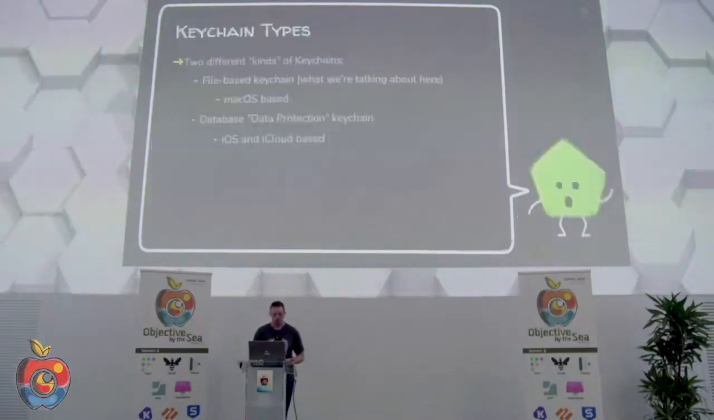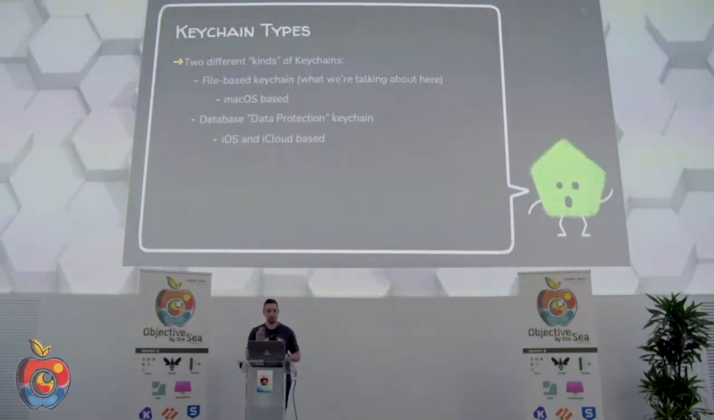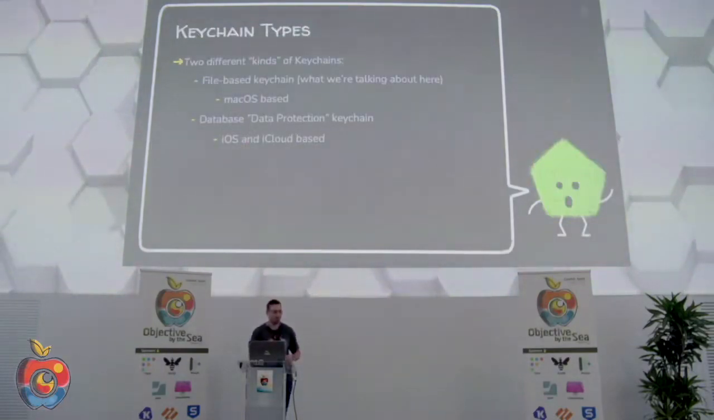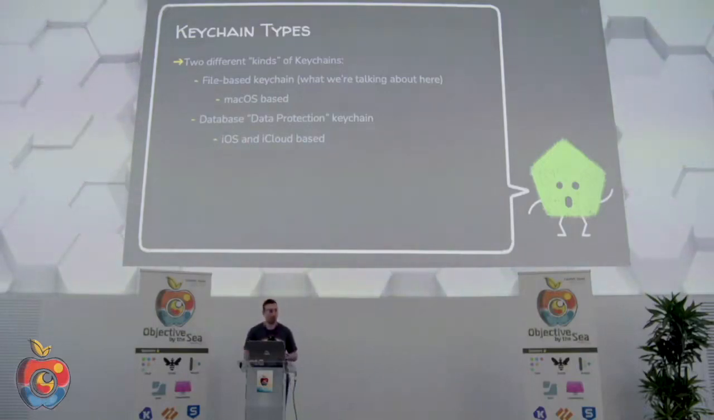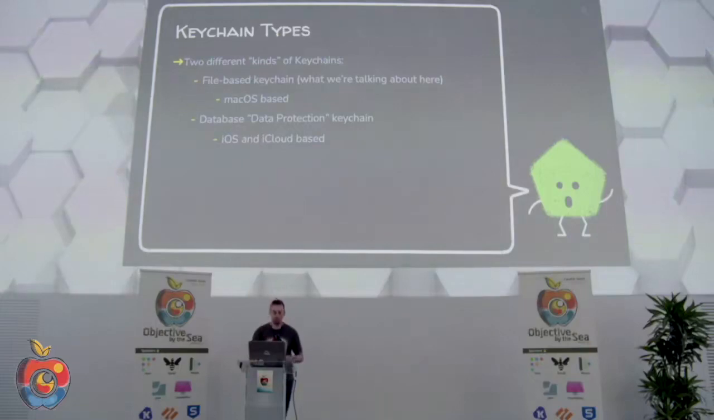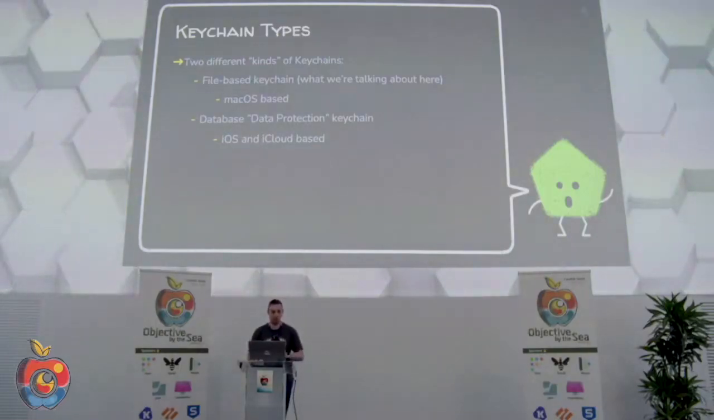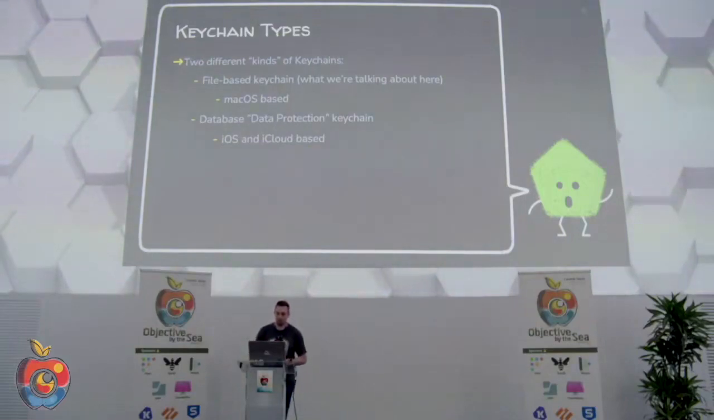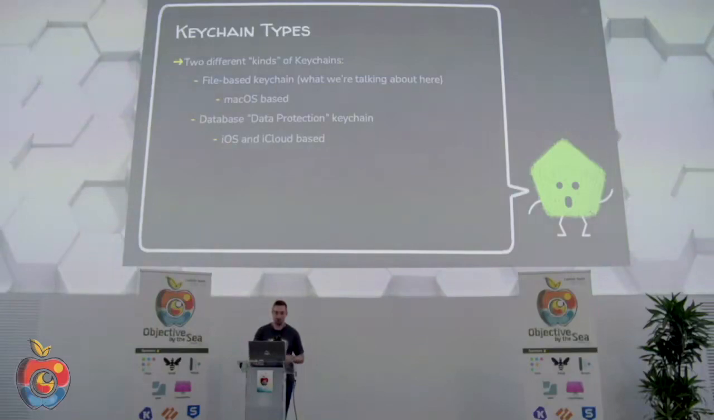Now, one thing that's important to note to level set as we start talking about this: there are actually two different kinds of keychains that exist on macOS. This is a relatively newish feature, as we've seen already that macOS and iOS are coming together in how they bridge things. There is a file-based keychain that exists on disk. We'll talk about that in a second. That's really what this talk is going to be about, those file-based keychains.